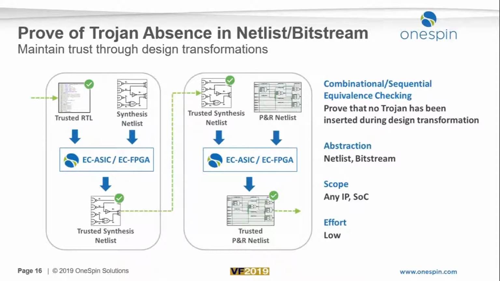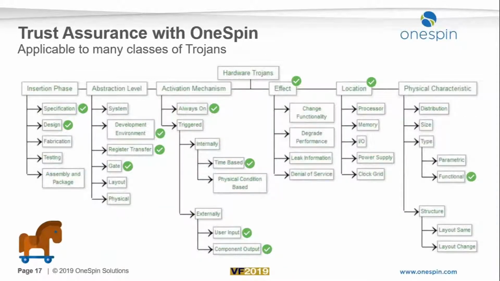Yeah, 2 minutes. So if we look at the taxonomy again, this is a quick view of what we cover. As you can see, we don't cover everything, particularly when you go into the physical stuff, the actual production step, but we do cover a lot of issues with hardware Trojans.